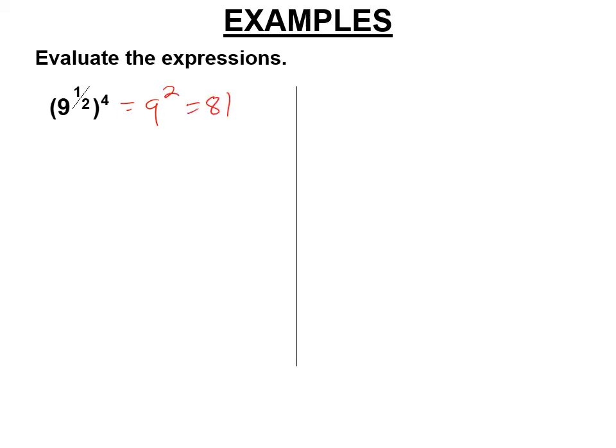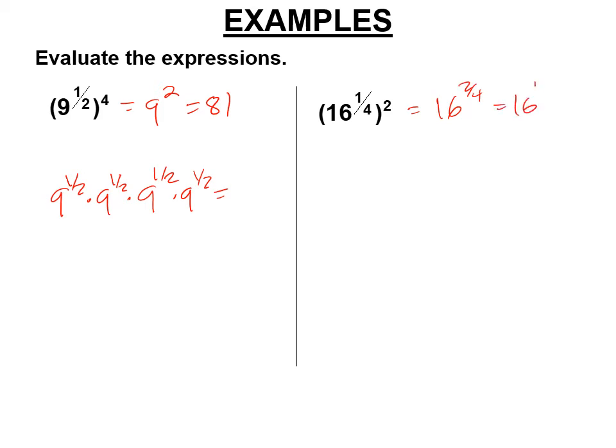This is 81, right? You could also write it out the long way if you don't want to do it that way. What's 1/2 plus 1/2 plus 1/2 plus 1/2? That's 9 squared. 1/2 plus 1/2 is 1, plus another half, 1.5, plus another half, 2. So this is 16 to the 2/4. We simplify the fraction, 16 to the 1/2. Well, that's the square root of 16. The square root of 16 is 4.